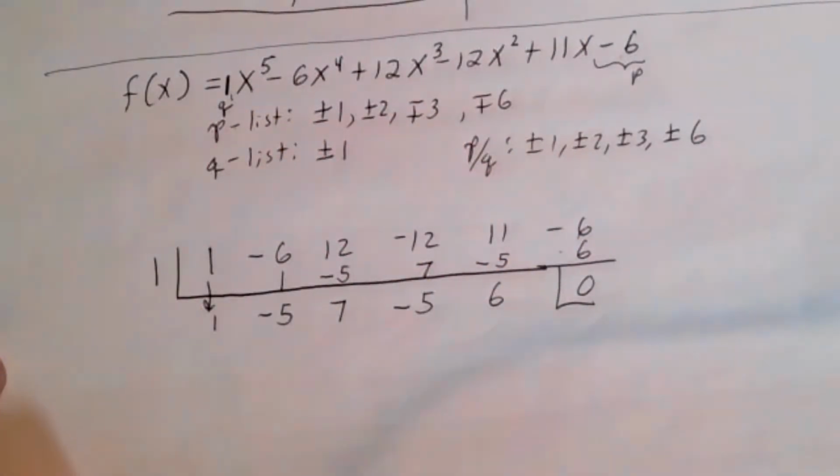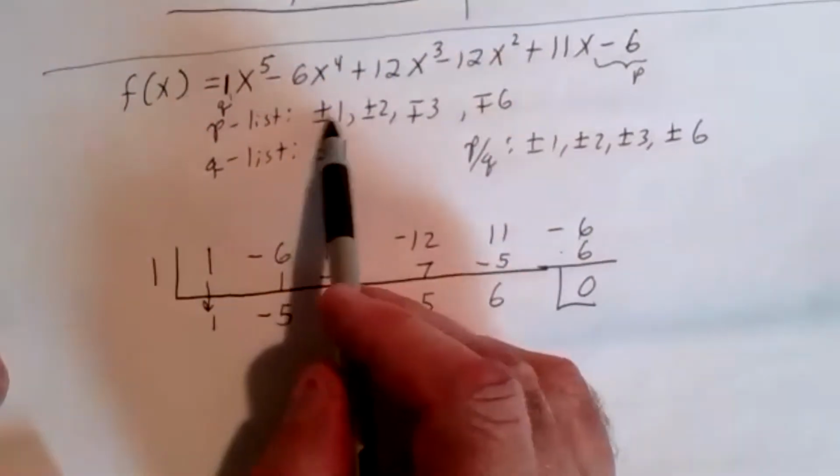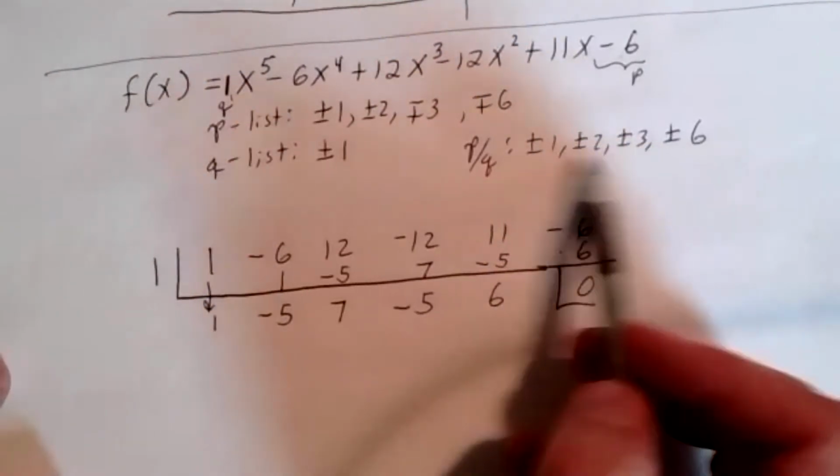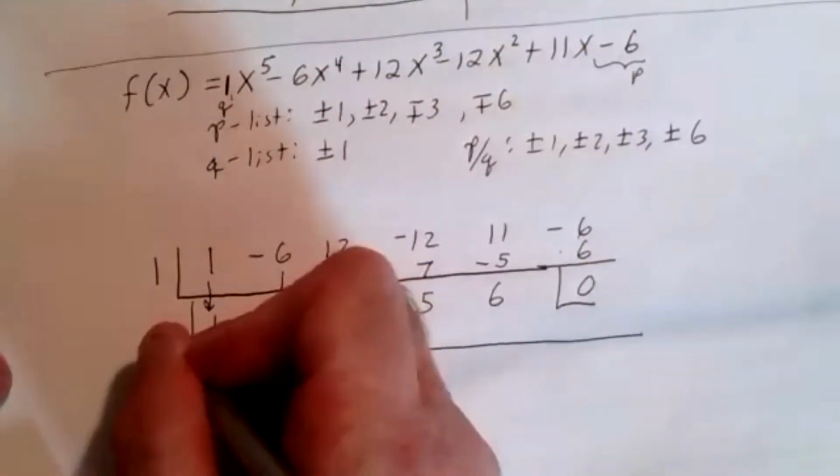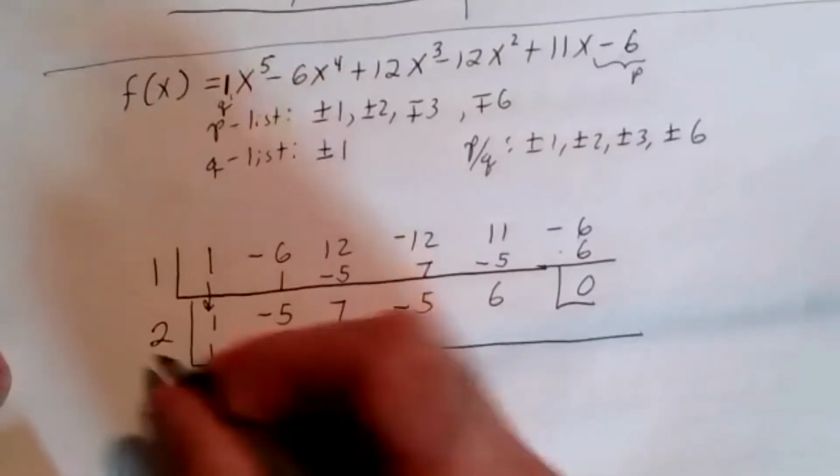Okay. Ladies and gentlemen, I then tried 2. Do you agree? One's in my list. It's there. Try 2. 2 works. I found 2 to work. 2 is another 0. 2 times 1 is 2.